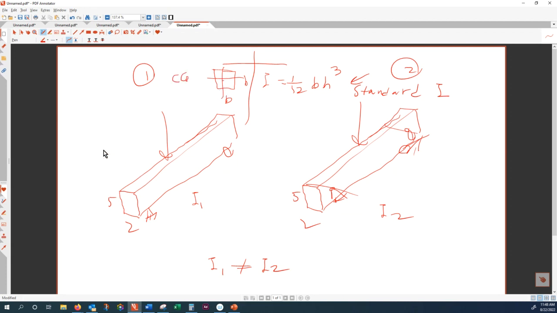The non-standard is this one. You have it with respect to one edge. So now I choose my coordinate system not right in the middle. I choose my coordinate system here. And in this case, I is 1/3 of BH cubed. So have a comparison between them. Which one is largest? This one is largest, isn't it? Right? So how do I go from here to there?